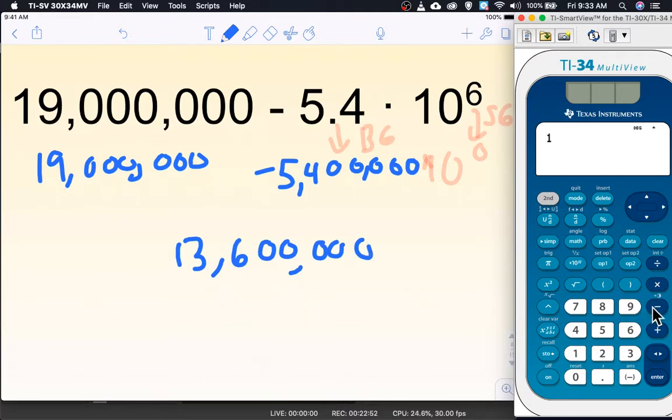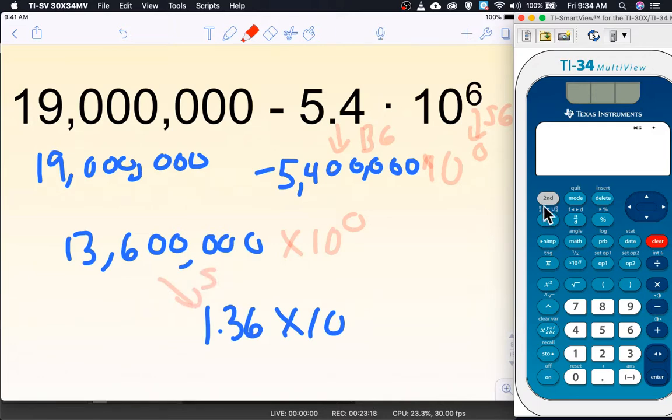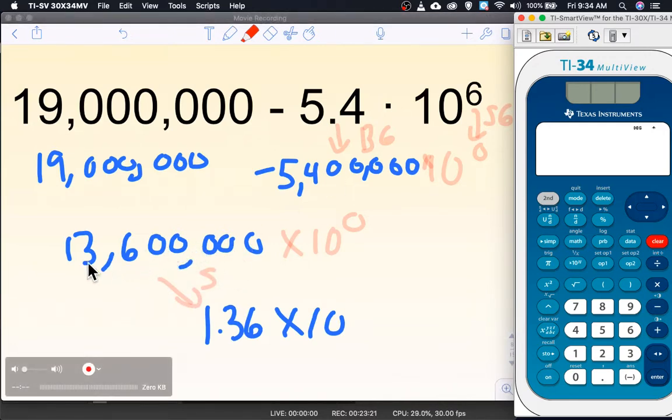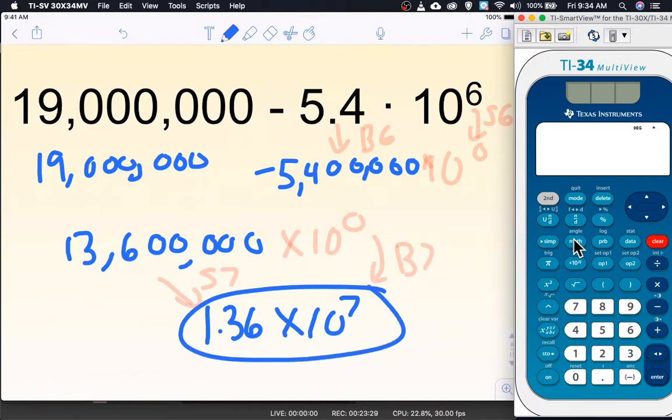That was in my head. This is my calculator. So double checking my head. So that number's in standard form. That is not done because we need scientific notation. So I'm going to make it times by 10 to the 0. I know this can become a 1.36 times by 10 to the something. This piece got smaller by 1, 2, 3, 4, 5, 6, 7 places. So my exponent gets bigger by 7 places. And we're done.